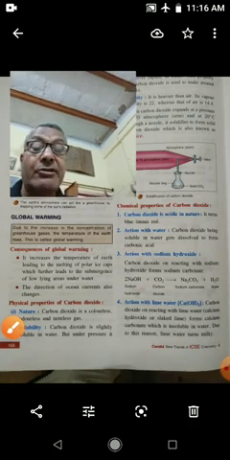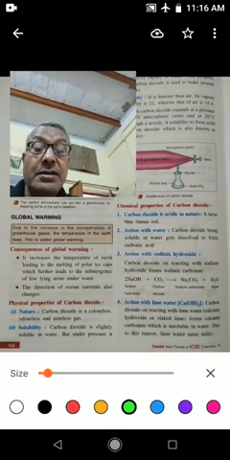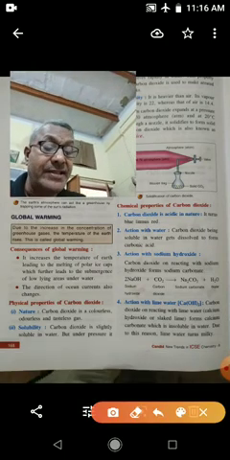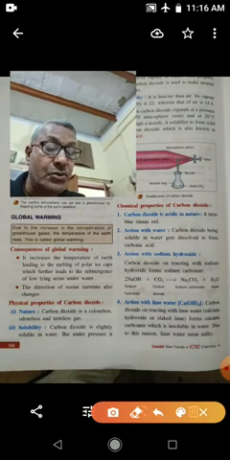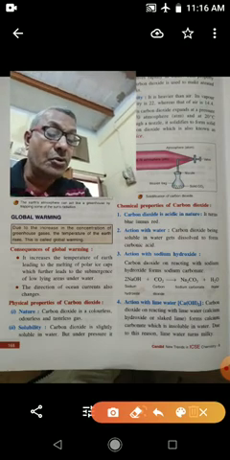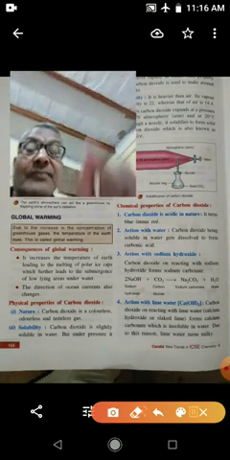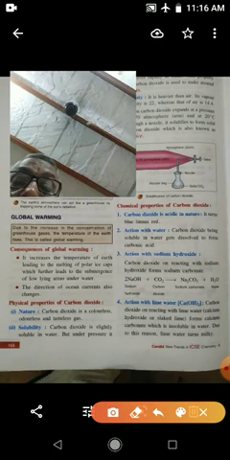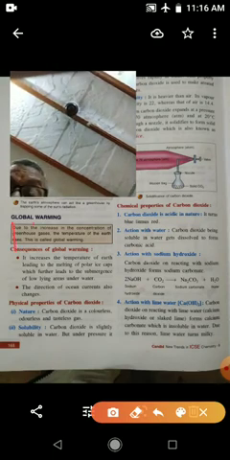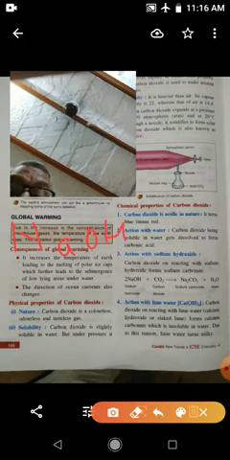Now next is action with sodium hydroxide. Carbon dioxide reacts with sodium hydroxide to produce sodium carbonate and water. So children, you see there is sodium hydroxide and carbon dioxide. Now products are formed: sodium carbonate, Na2CO3, and water. So this is the equation.